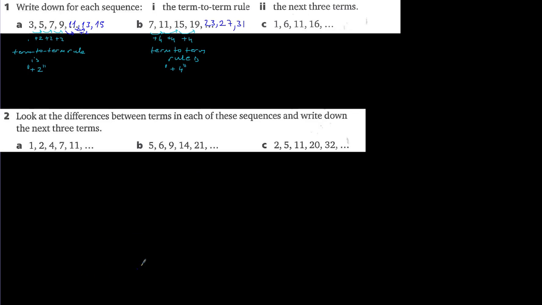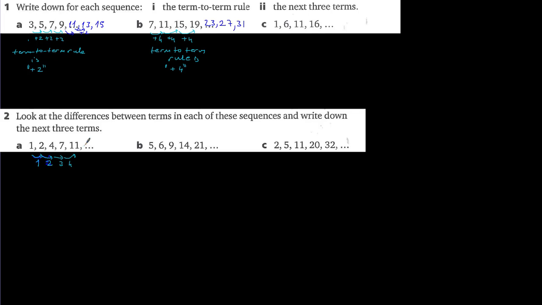I'm going to try to find the common difference between them. I think here we don't have a common difference. From 1 to 2, it's equal to 1. From 2 to 4, it's equal to 2. I think it's better to do this one with a different color. From 4 to 7, it is 3. From 7 to 11, it is 4. So there is no common difference.